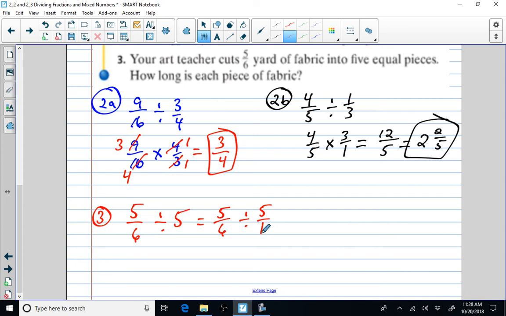Now that I've written 5 as a fraction, I can now multiply by its reciprocal. So this becomes 5 over 6 times 1 over 5. I look to see if I can divide out, and I can. I can divide out the 5's. 5 divided by 5 is 1. 5 divided by 5 is 1. Now I multiply numerator times numerator, denominator times denominator, and I get 1/6 there.